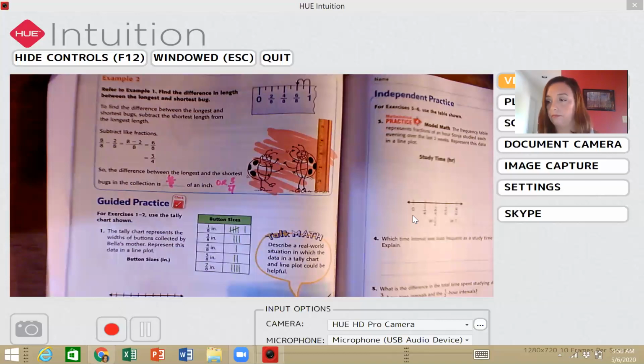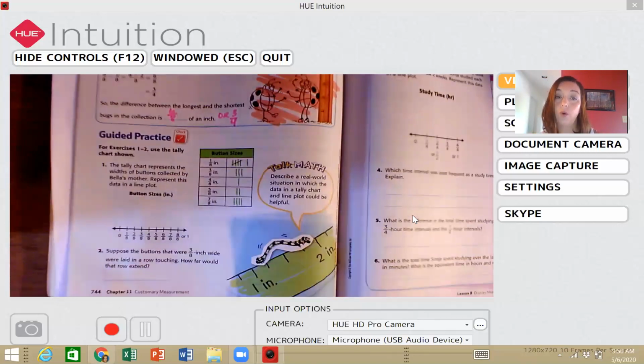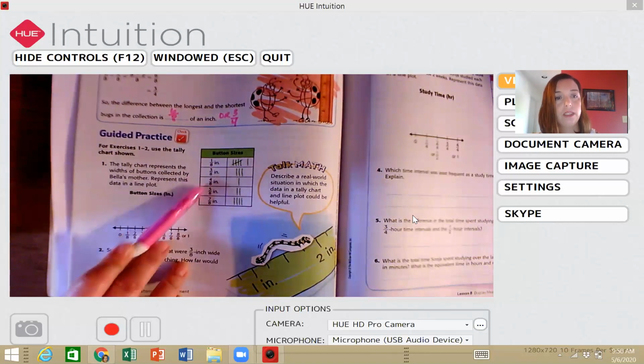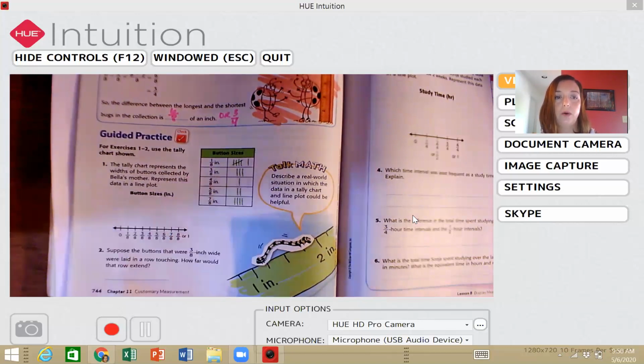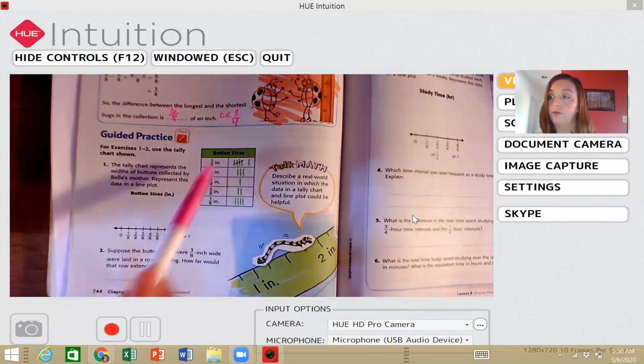All right, let's go ahead and do our guided practice, okay? So it says for exercises 1 and 2, use the tally charts shown. So we're going to use this tally chart called button sizes. It says the tally chart represents the width of buttons collected by Bella's mother. Represent this data in a line plot. So here it has the button sizes in inches already listed for us on a line plot in eighths because the data is given to us in eighths of an inch.